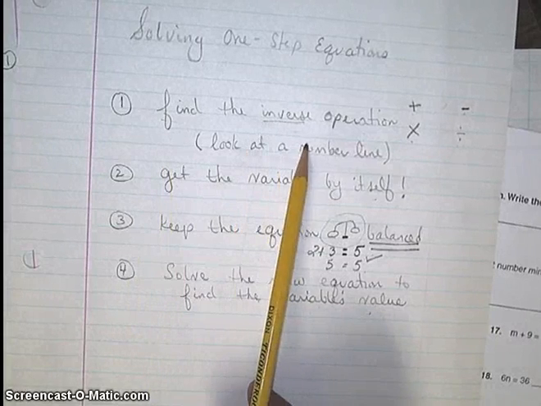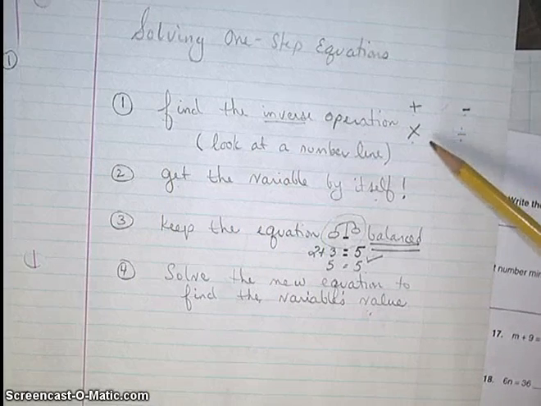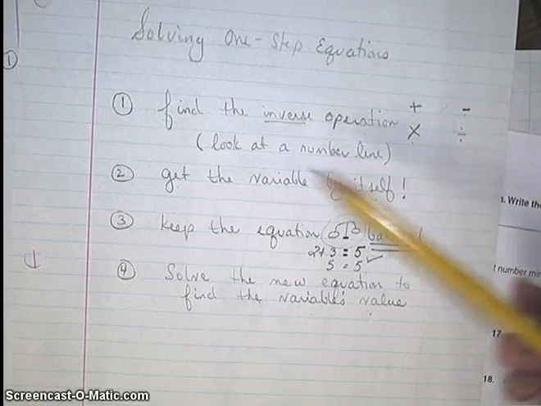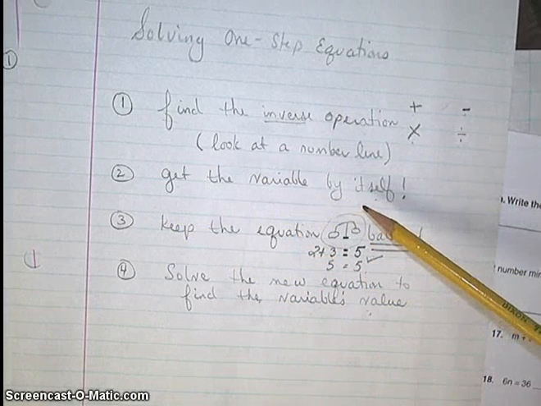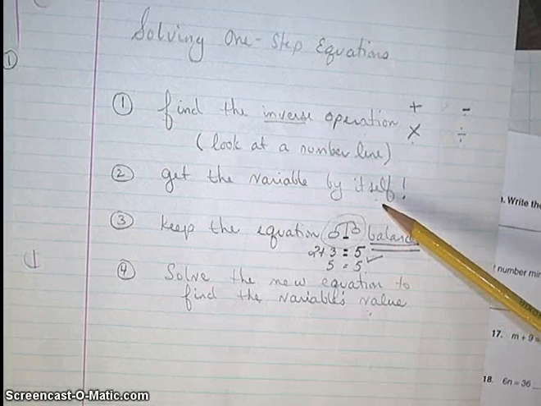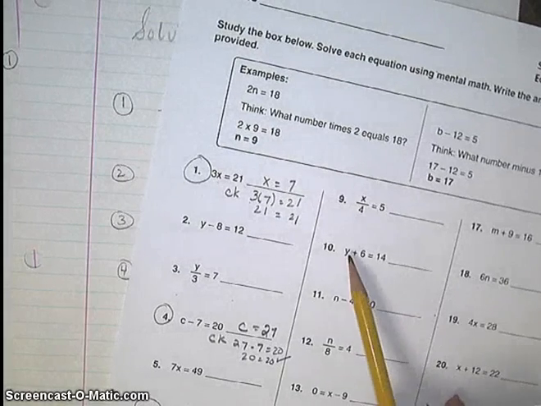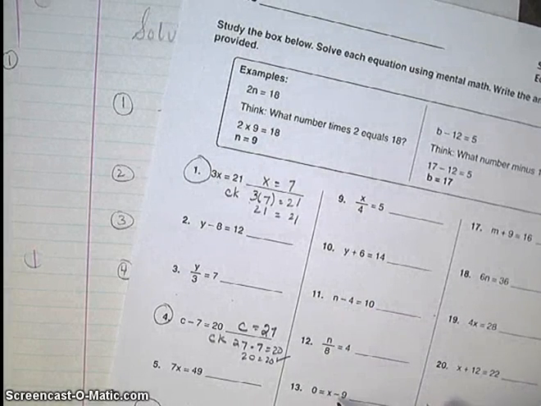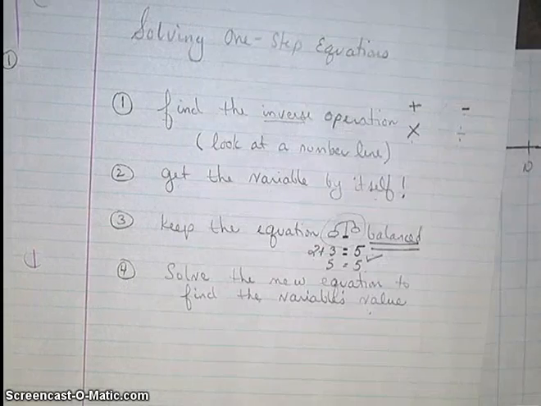Number 1, find the inverse operation. If it's addition, then you're going to do subtraction. If it's a multiplication problem, then you're going to do division. Number 2, get the variable by itself. So you're solving for the unknown. When you see a problem that has a variable, which we know is any letter, then we're going to try to get that letter by itself.